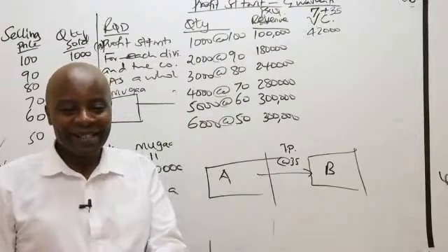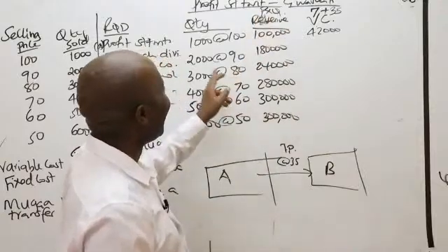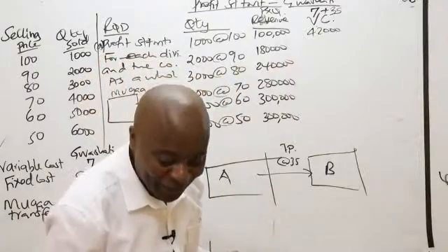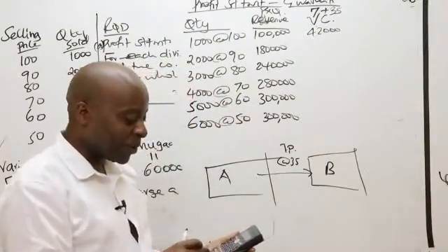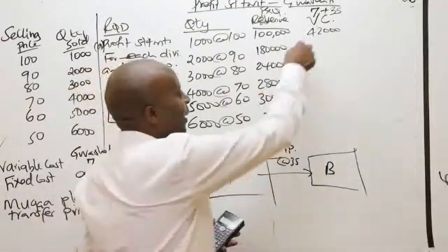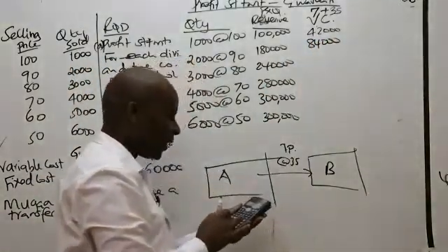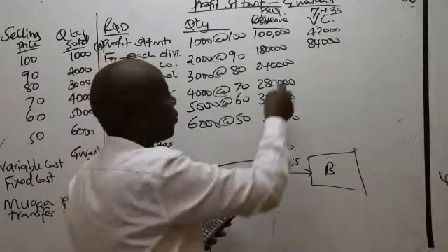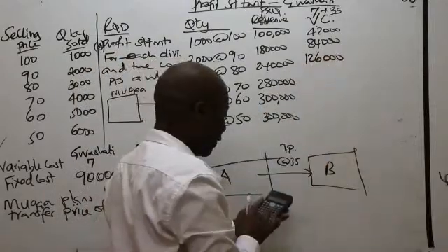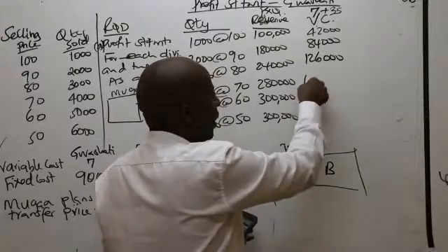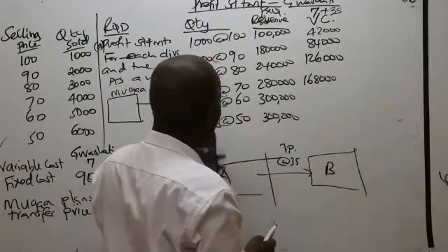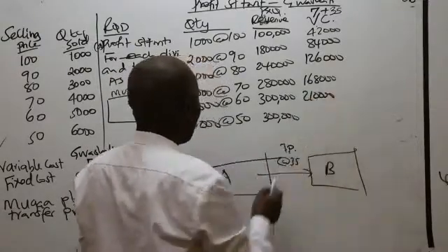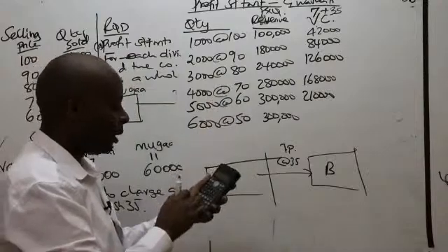So 42 is for 1 unit. So 42 times 2,000 gives us 84,000. We go to the next one, 3,000 times 42, which gives us 126,000. Then 4,000 times 42 gives us 168,000. Then 5,000 times 42 gives us 210,000. And then 6,000 times 42 will give us 252,000.